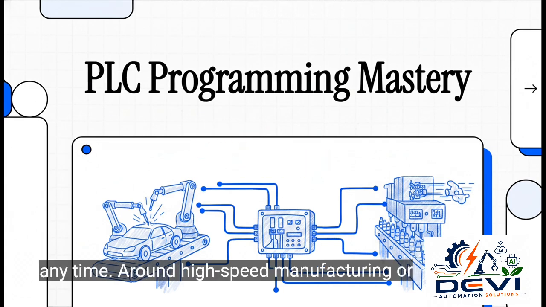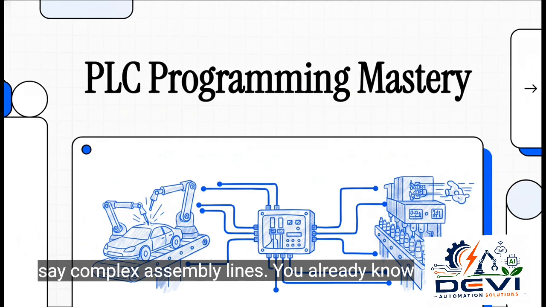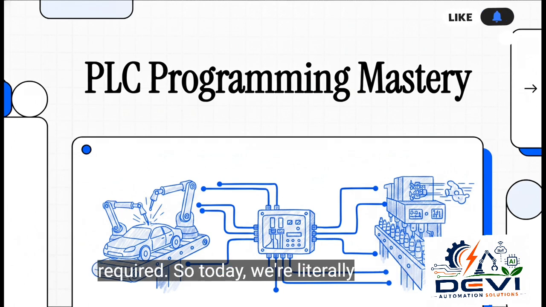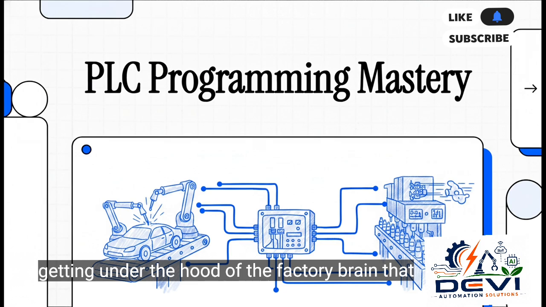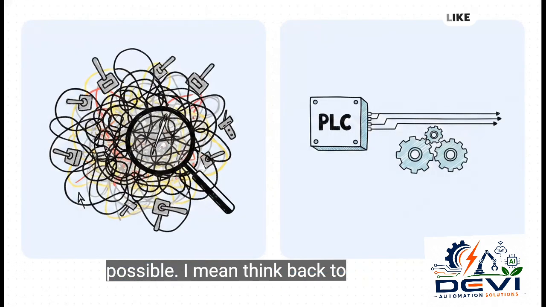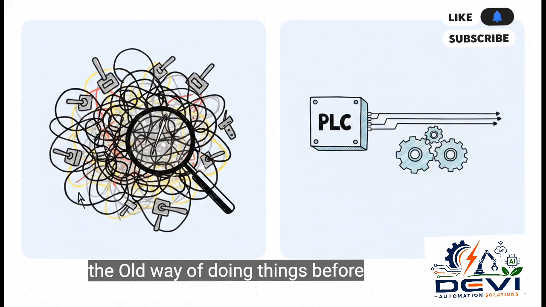Now, if you've spent any time around high-speed manufacturing or, say, complex assembly lines, you already know the massive scale of coordination that's required. So today, we're literally getting under the hood of the factory brain that makes all this modern automation possible. I mean, think back to the old way of doing things.